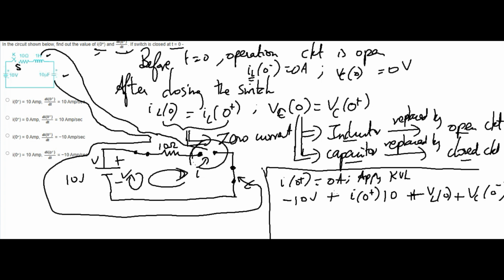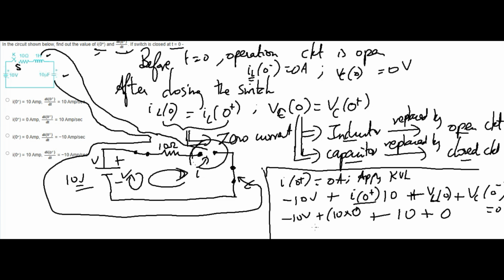So I can rewrite it as: the sum is equal to 0. Minus 10 volts, plus 10 into 0, because I of 0 plus is 0 for the open circuit, plus the voltage V across L. What is V across L? Infinite, but you can replace it by 10, because the highest voltage coming is 10 volts. Plus the voltage of the capacitor, which is normally a short, so there is no voltage, and it is 0. Open means infinite, short means nothing. Infinite you can replace by the previous voltage, which is 10.